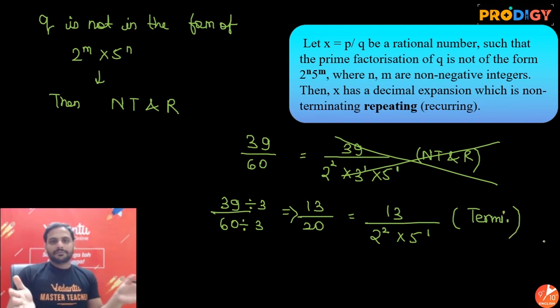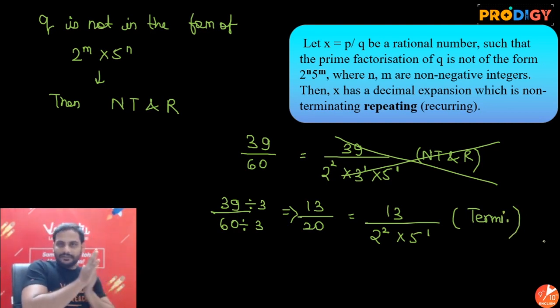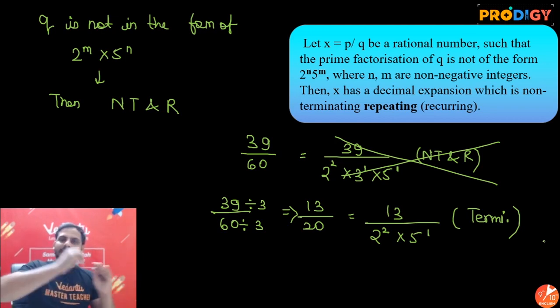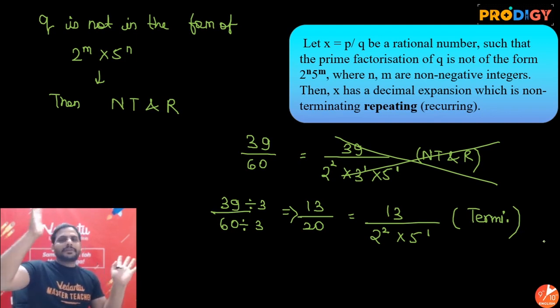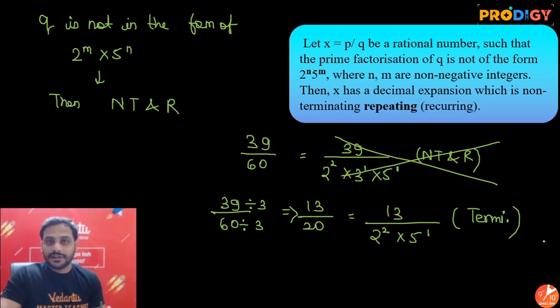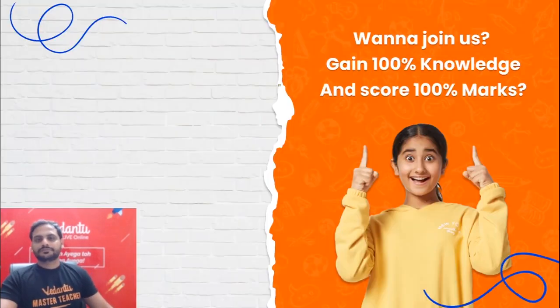Okay beta, simple thing. If it is in the form of 2 raised to the power m into 5 raised to the power n, meaning 2 alone or 5 alone or both together, then it is terminating. Other than that, if you see any other prime number along with 2 or 5, or without them, it is non-terminating. As simple as that. But remember, make sure the fraction is in the simplest form. Most important thing. Please don't forget this.